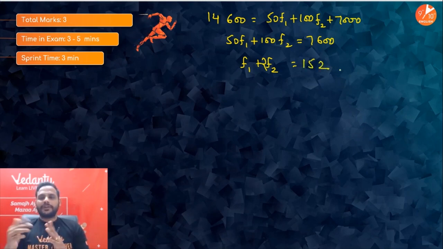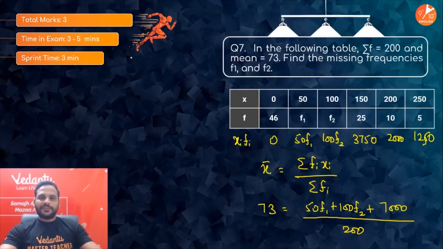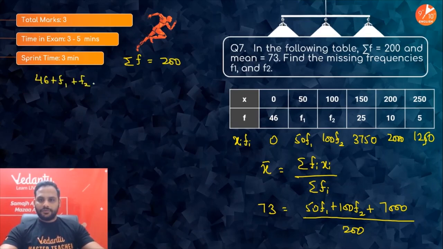Five ones are remaining 2, five fives are remaining 1, 5 2. So this is your first equation in f1 and f2. How do you get the second equation, beta? Clearly you can see the sum of the frequencies is given as 200. Let's add all the frequencies. So I can say 46 plus f1 plus f2 plus 25 plus 10 plus 5 is equal to 200.